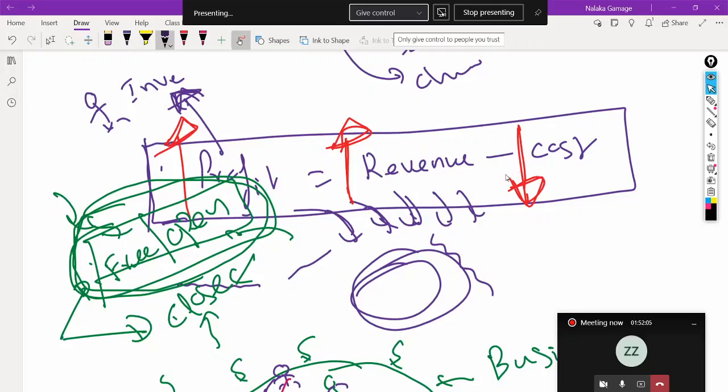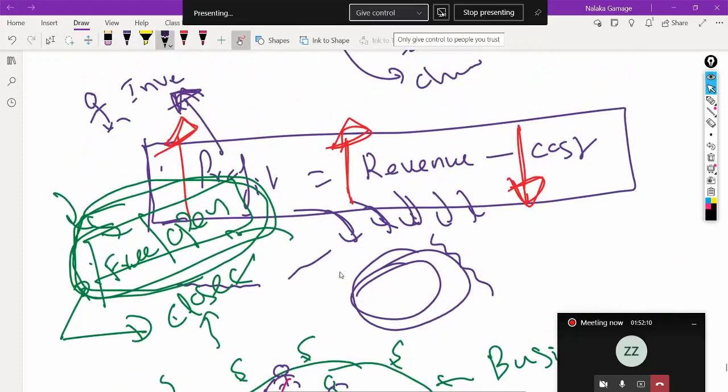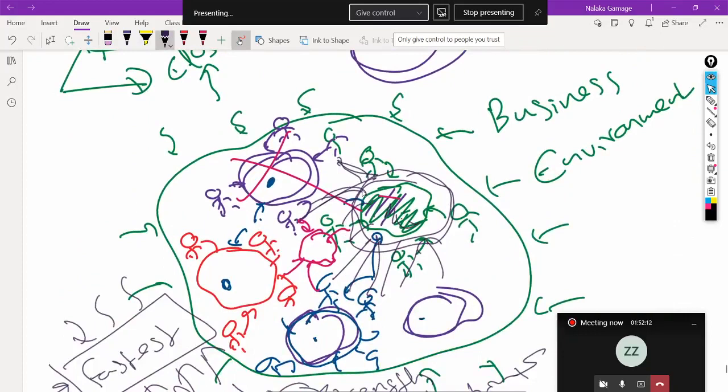profit. So when you keep increasing the profit, of course, that means you are attracting more and more customers. That is why you keep increasing the profit. You can make your business more and more expand, right? Your business, you can more and more expand.